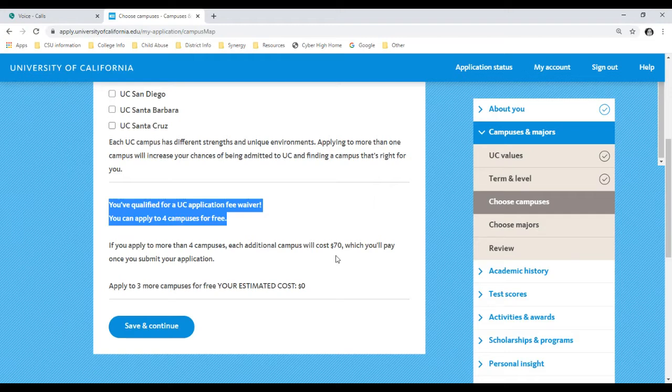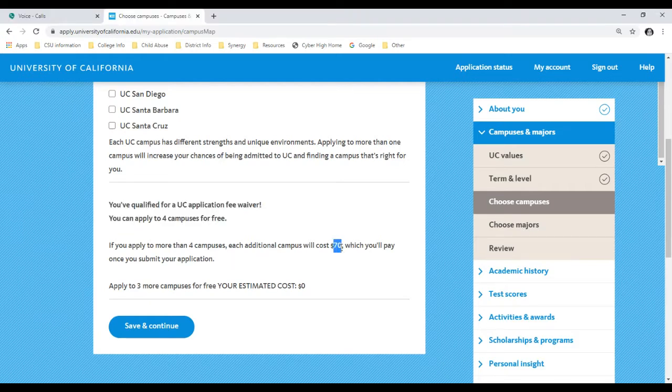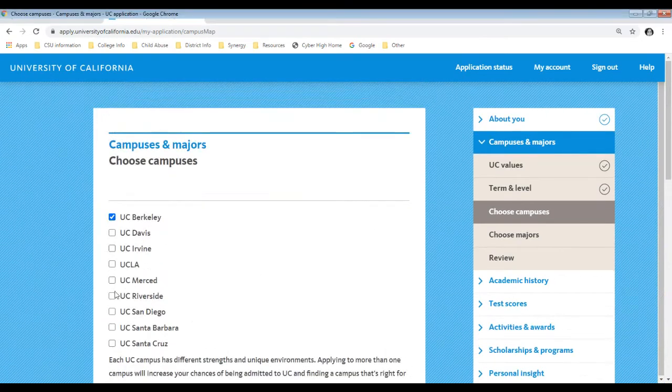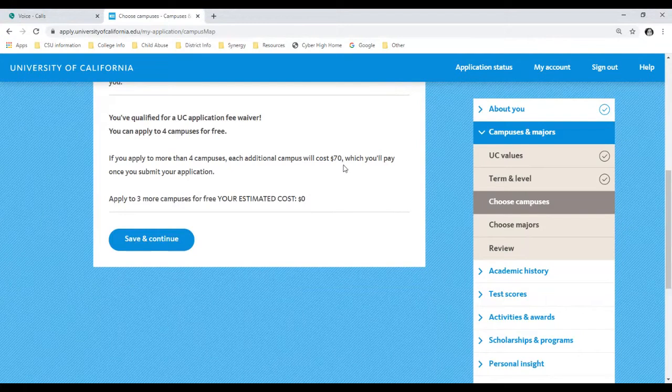You need to be very accurate with the information you provide. Okay, every application is $70. So if you don't qualify for a fee waiver, every campus that you choose here that you're going to apply to, it's going to be $70 per application. Okay, so it says apply to.